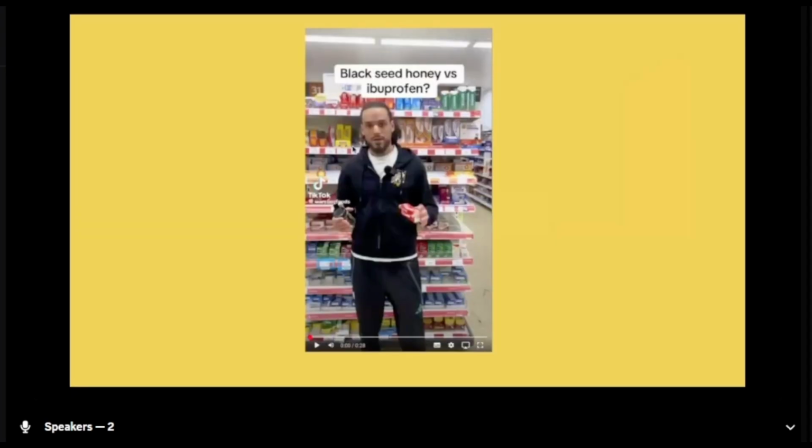Here he's comparing black seed honey versus ibuprofen. As you're listening, just try and see if he delivers an argument, if he's presenting an argument as to why the black seed honey is better than the ibuprofen. How many claims does he make?